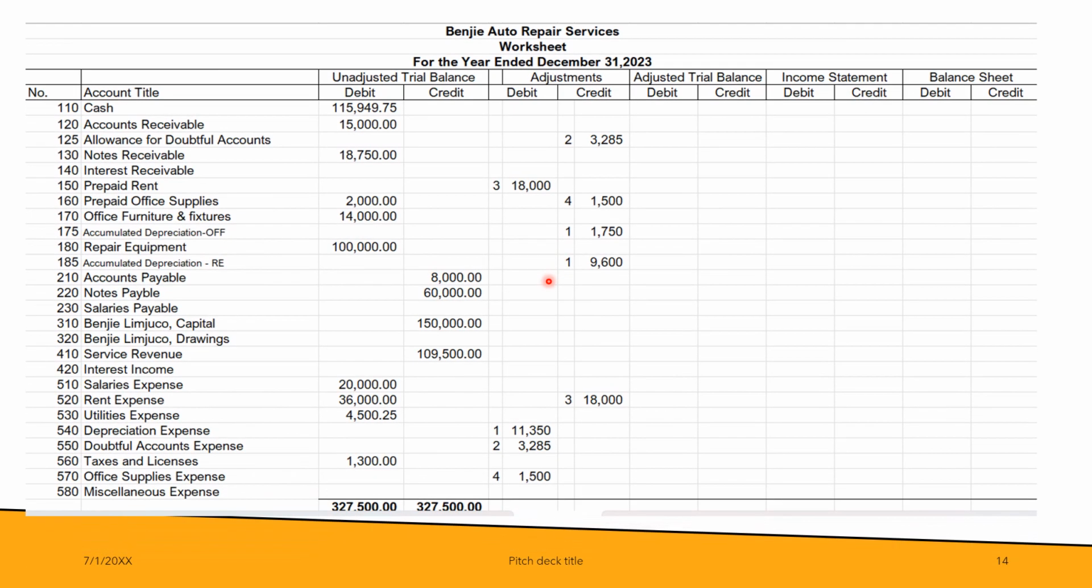For accrued salaries, we will debit salaries expense 15,000, and then we will credit salaries payable 15,000 also.